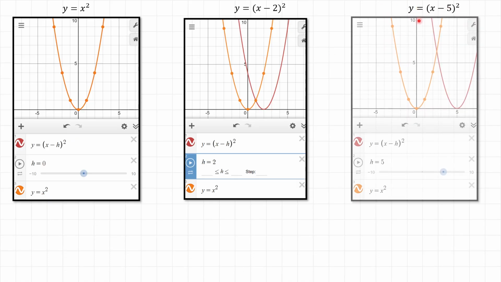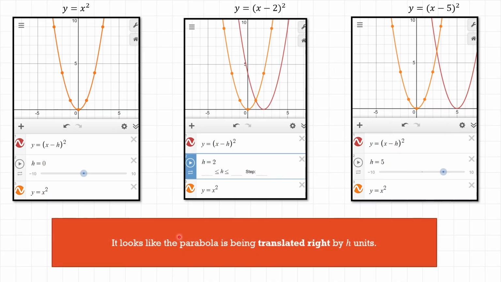If I were to graph (x minus 5) all squared, in this case the value of h is positive 5, now it looks like the quadratic has moved even further to the right. And if I count the distance between these vertices, it looks like the vertex has been moved 5 units to the right. So in conclusion, I can safely say that as the value of h increases, the parabola is being translated to the right by h units. When h was 2, it was 2 units to the right. When h was 5, it was 5 units to the right.